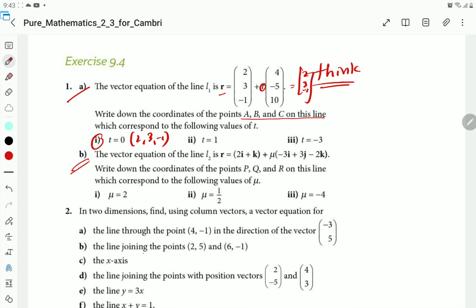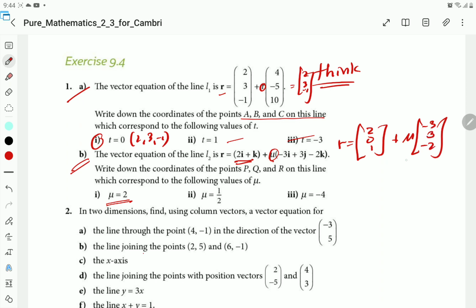Letter B is the same as well. You can just do part 2 and part 3. Letter B is just the same. So write down the coordinates of P, Q, R. So let's say mu is equal to 2. You plug in the 2 there. But so that you're not confused, R is equal to IJK, so 2, 0, 1 plus your mu times negative 3, 3, negative 2.